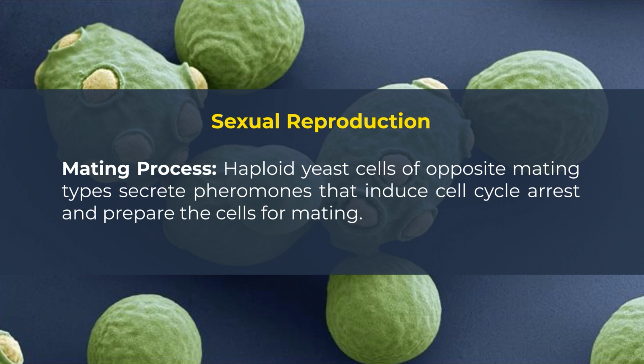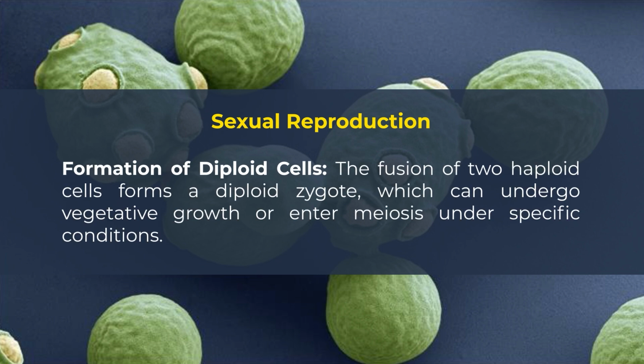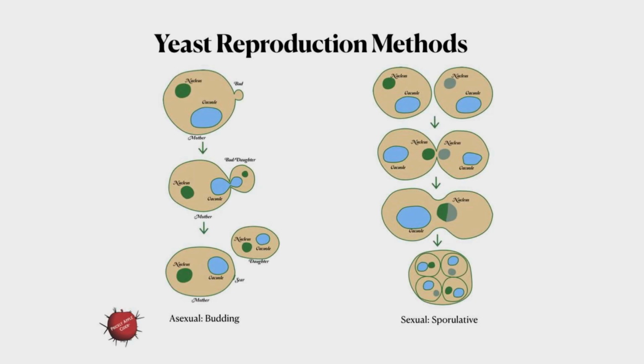types secrete pheromones that induce cell cycle arrest, preparing the cells for mating. Now, how do the haploid cells form diploid cells? The fusion of two haploid cells forms a diploid zygote, which can undergo vegetative growth or enter meiosis under specific conditions. There are two methods of reproduction in the image you can see. One is the asexual reproduction of budding and one is the sexual reproduction which is sporulative in nature, which gives rise to 4 haploid cells.